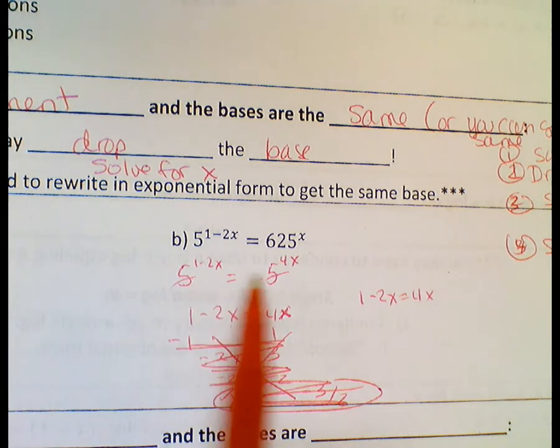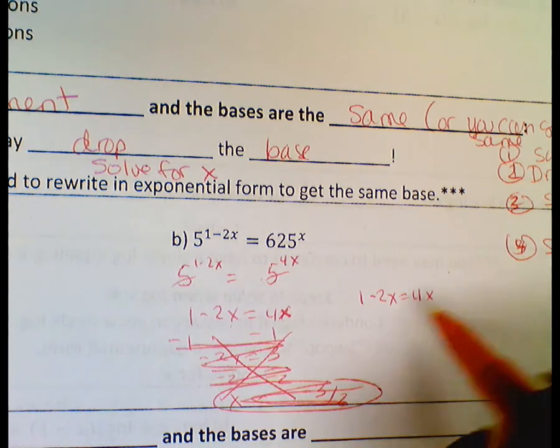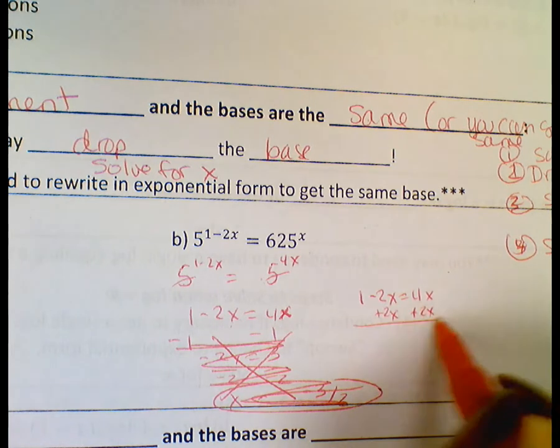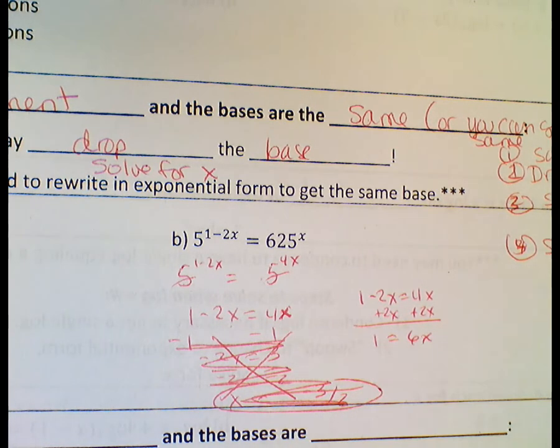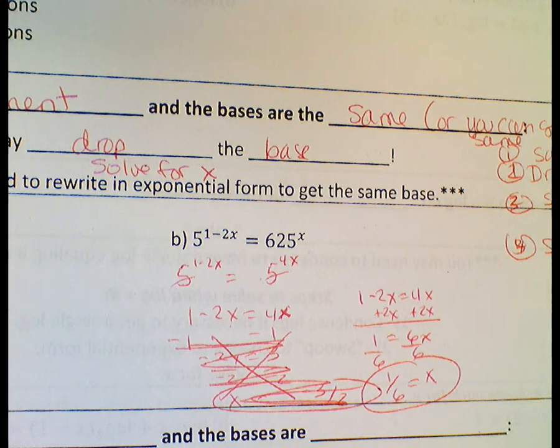Let's go back to this. Drop the bases. 1 minus 2x equals 4x. I only said it equal to 4 the first time. So we've got to get the x's on the same side. So add 2x. I apologize. And then divide by 6. So x equals 1/6. That is the answer.